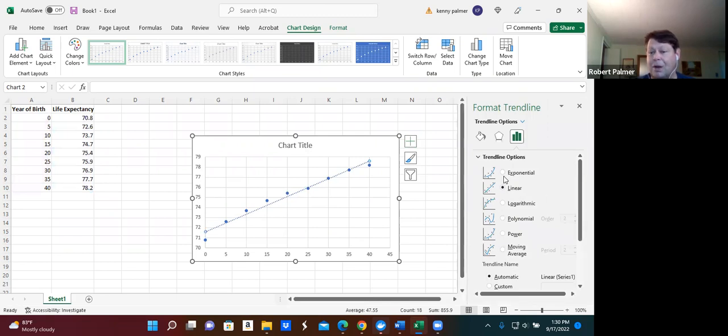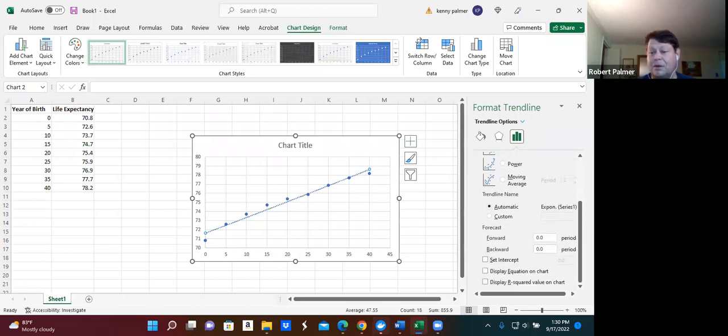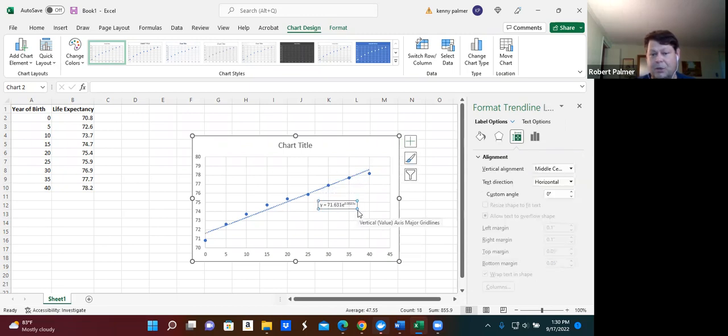So right now I'm on linear. I'm going to click on exponential. Then I not only want that, but I also want my equation. So it's sort of standard where it says Display Equation on Chart. I also need that. Okay. So let's drag this down. Maybe we can enlarge it a bit. This is my equation. This is the equation of this exponential model.